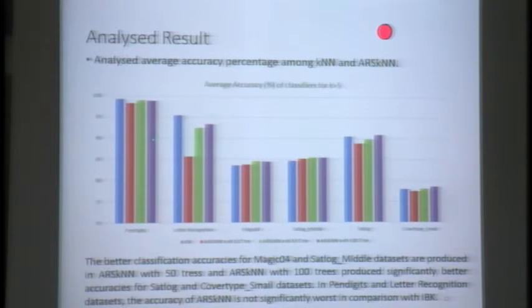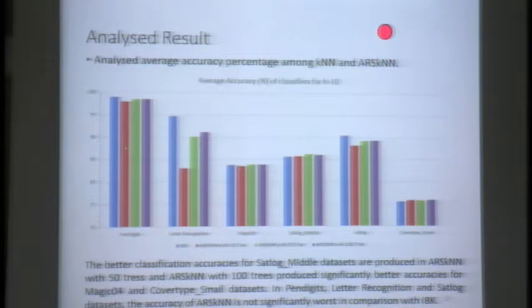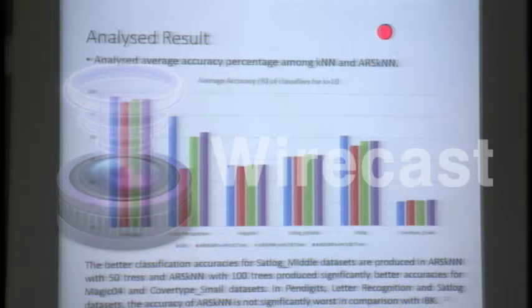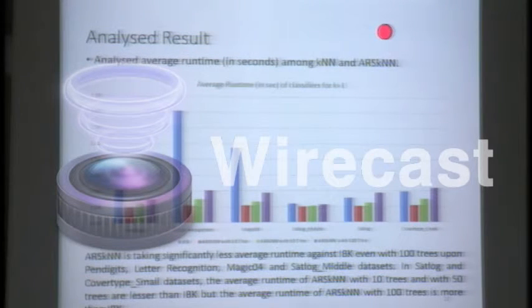Rather, these values. This is again k equal to 5, then we have tested for k equal to 10. Maybe my algorithm goes wrong for various values of k. And this is the average runtime in terms of kNN and the ARS kNN.